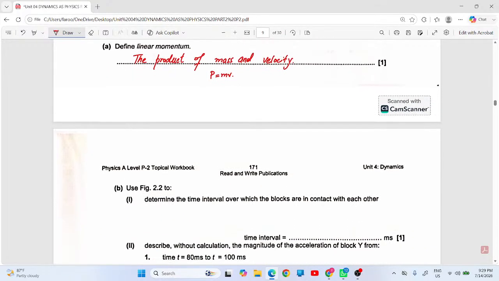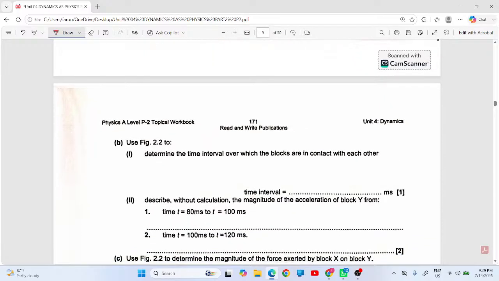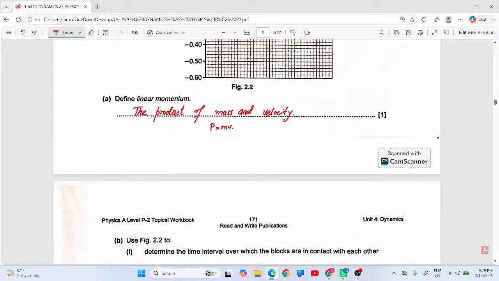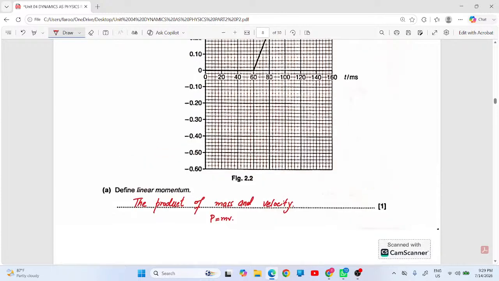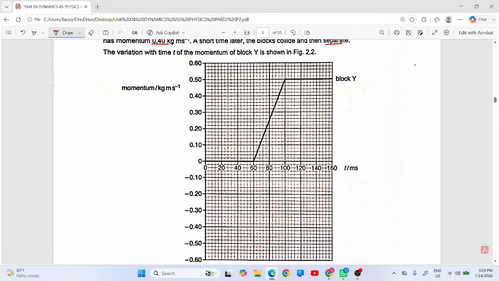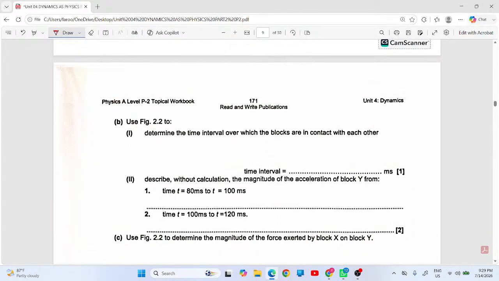Next: use figure 2.2 to determine the time interval over which the blocks are in contact. Which time is it? 100 minus 60. It is the slanted line, because at that time there was the collision. So 100 minus 60 comes to 40 milliseconds.